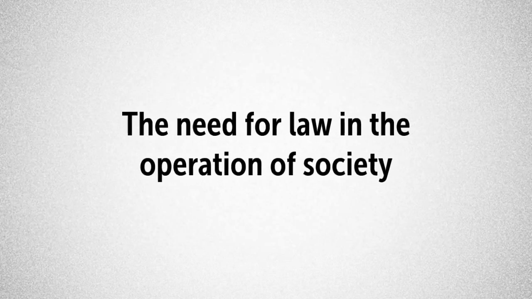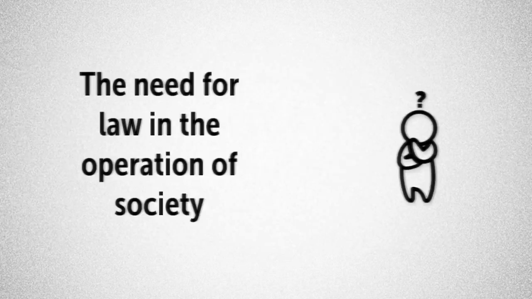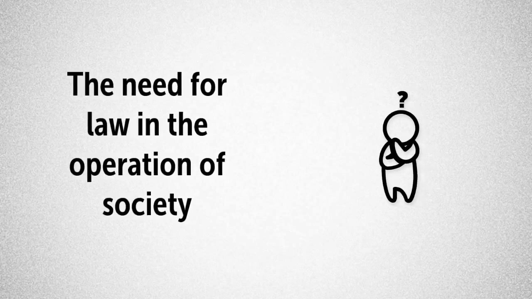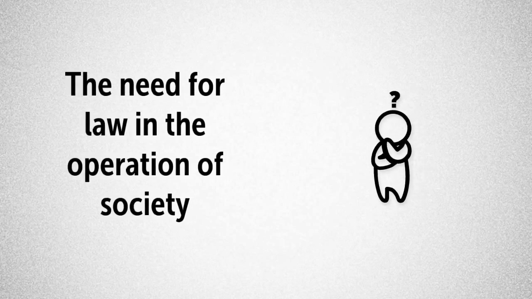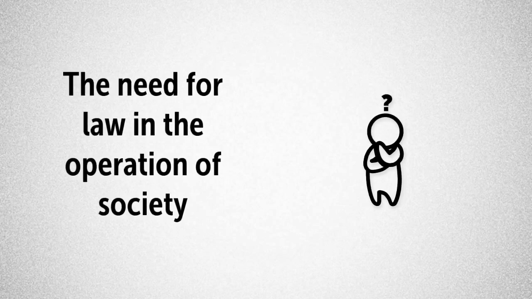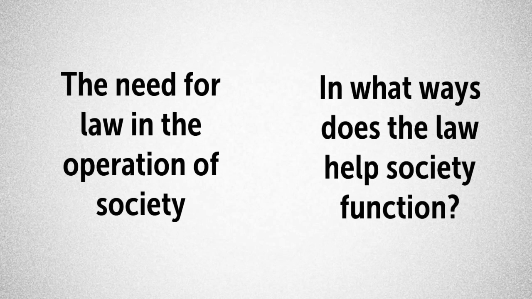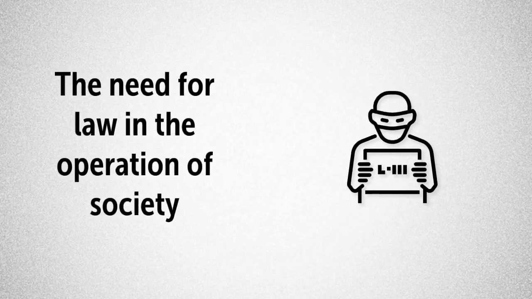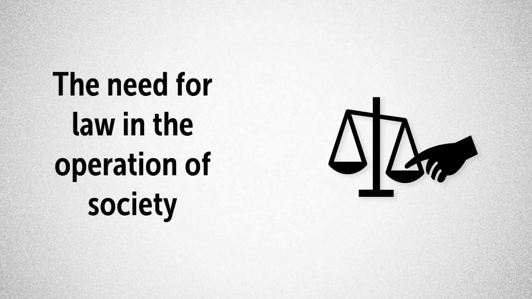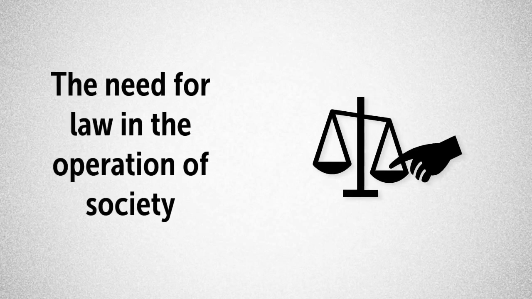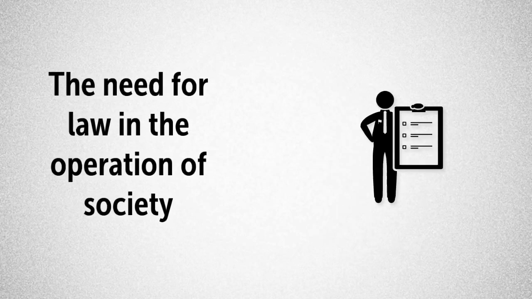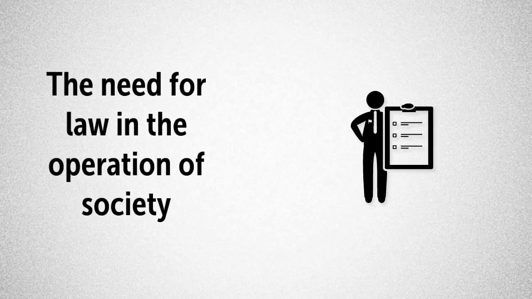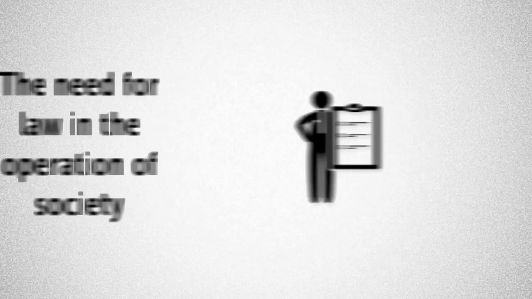Firstly, the need for law in the operation of society. One way of thinking about this theme is switching it around. What would happen in a situation if the law didn't exist? Or to put it more simply, in what ways does the law help society function? For example, it could be a deterrent against criminal behaviour. It could provide justice for those who are oppressed. It can also act as a set of standards for what society believes to be ethical and just.